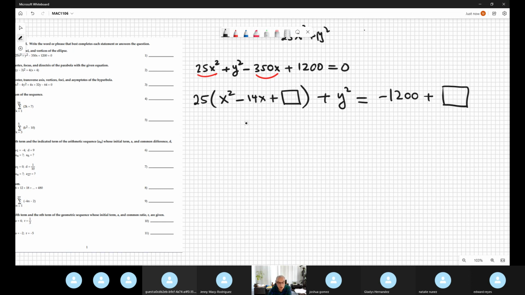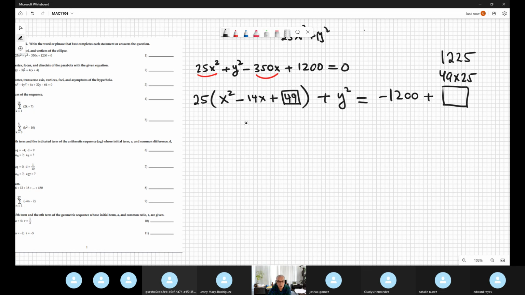Now the magic number, always you take the big one, 14, I don't care about the sign, divided by 2 and squared. 14 divided by 2 is 7, and 7 squared is 49. So the number that completes the square is 49. But the number that I put here is not 49. It's 49 times 25, because don't forget this 25 that we have here. So you introduce it artificially because you need to complete the square. The number you introduce artificially is 49 times 25. By the way, it is 1225.